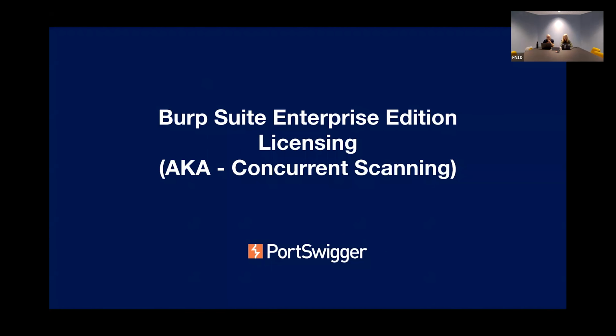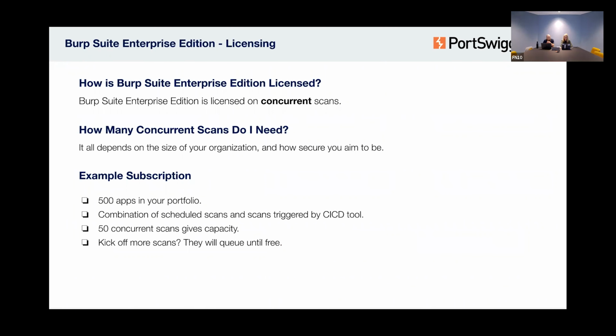So, how is Burp Suite Enterprise Edition licensed? It's licensed on concurrent scans. We don't limit you on a number of applications, domains, URLs, users, or anything else, only on concurrent scans. And unlike most automated web vulnerability scanners, Enterprise Edition scans can be assigned and reassigned across any applications, websites, or URLs. We often get asked, how many concurrent scans do I need?